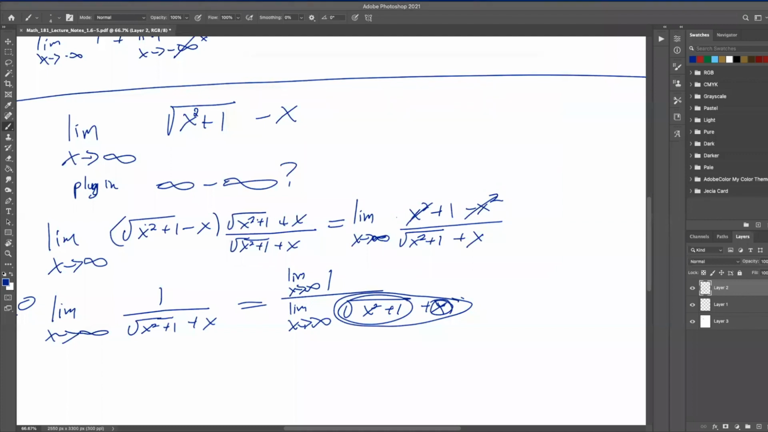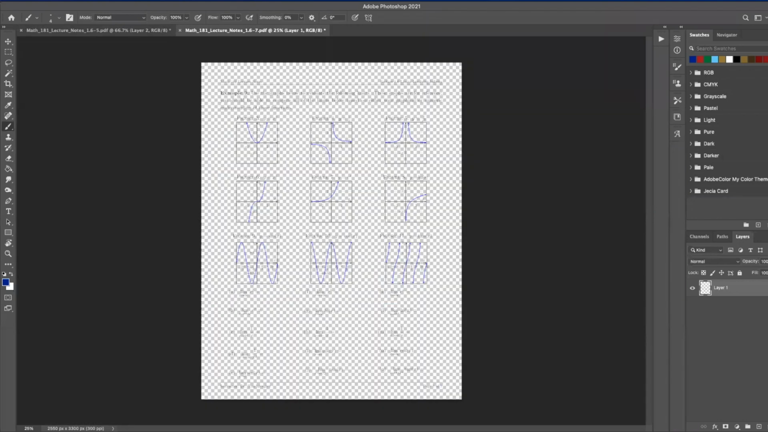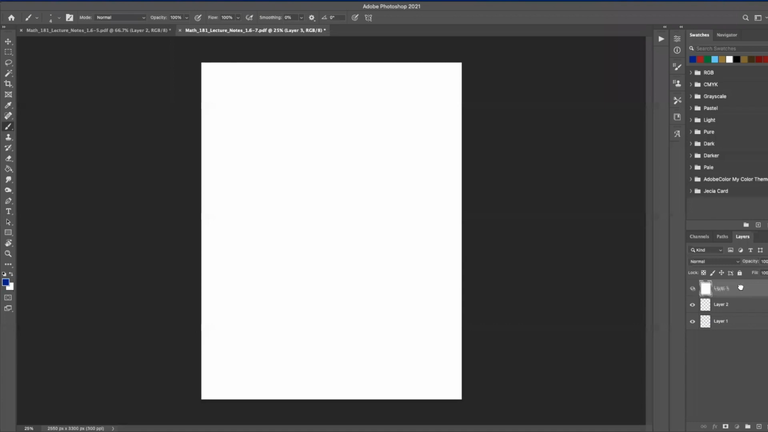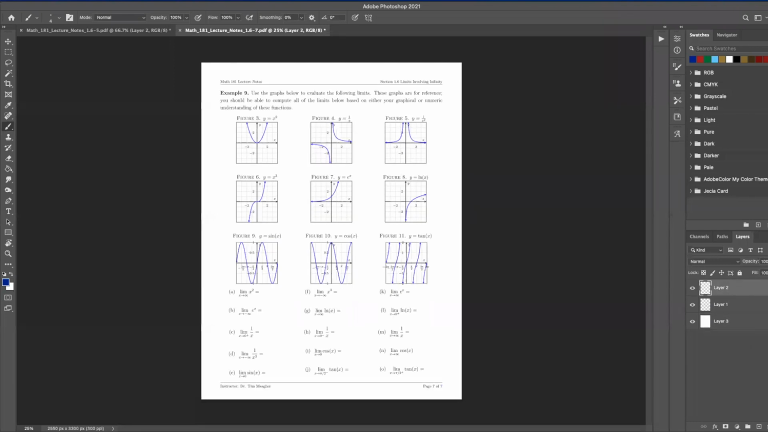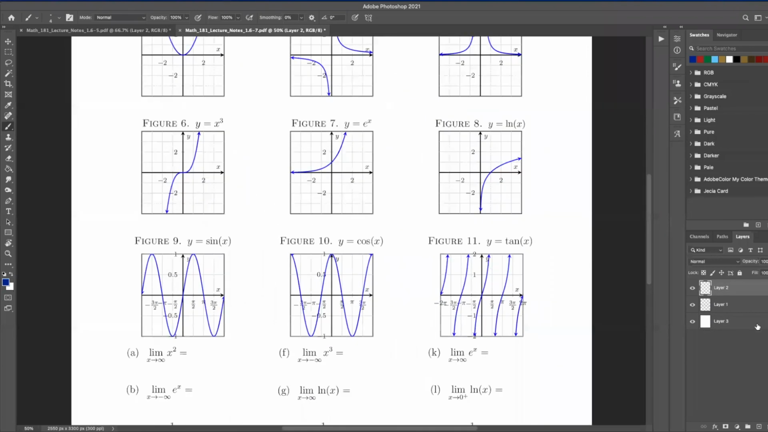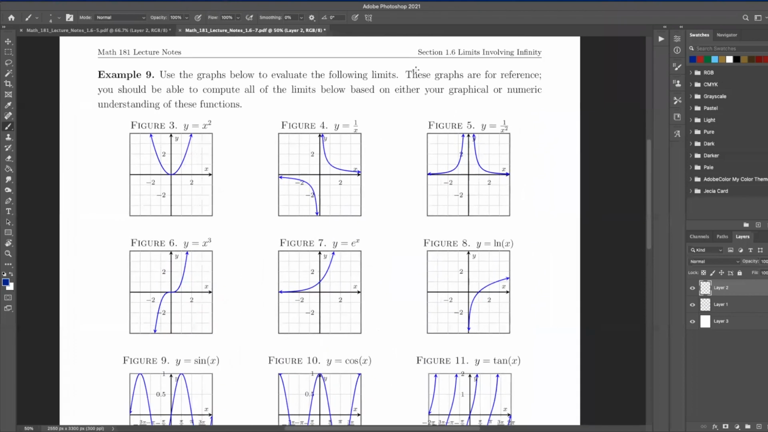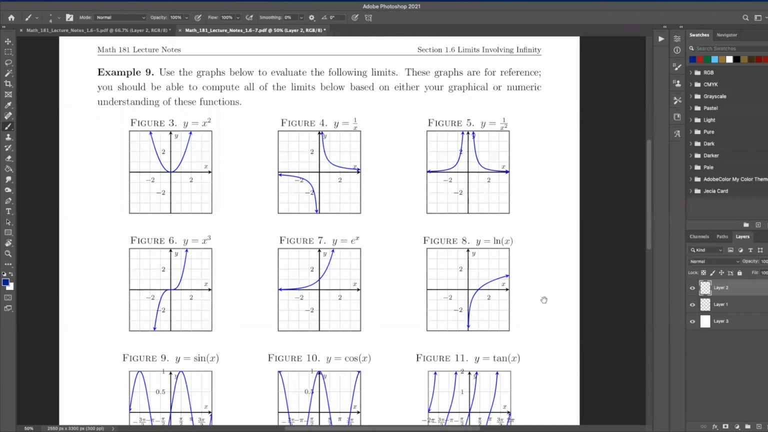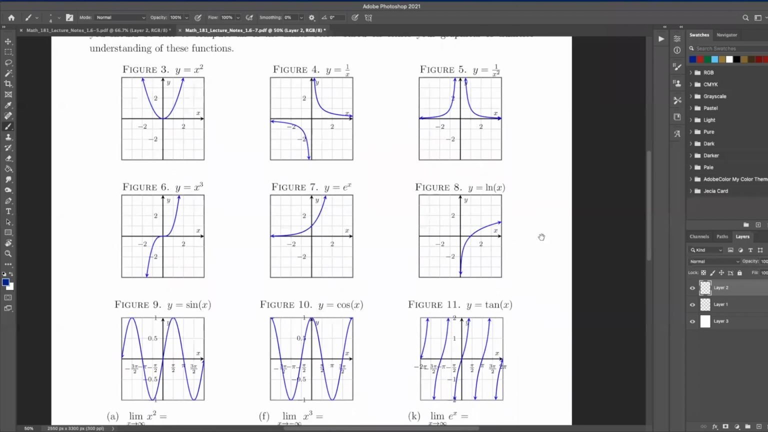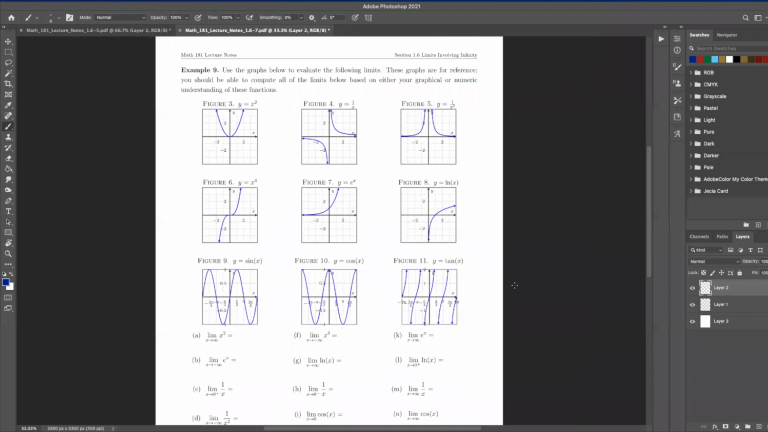Open up the last page of notes for this. All right, so let's look at these. So here's the last page. We're just going to use the graphs below to help us figure out what all these limits are. You can use graphical, numerical, or even direct computation to solve any of these. So let me zoom out.